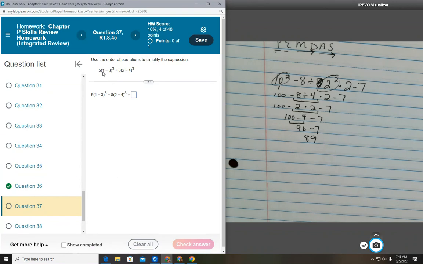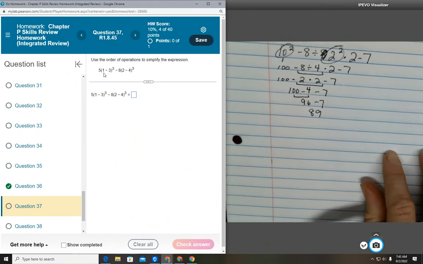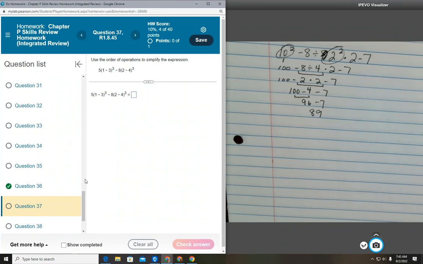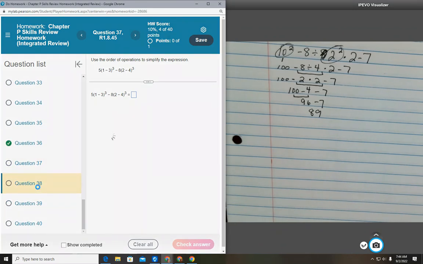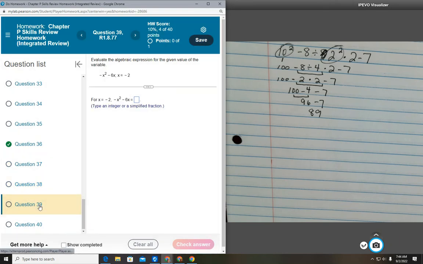Same thing, parentheses first, so you'd have to do the 1 minus 3 and then cube it. Cube means it times itself 3 times. Order of operations with fractions, you do order of operations on the top expression and then on the bottom expression and then simplify, because this is kind of like parentheses if it's just on the top by itself.